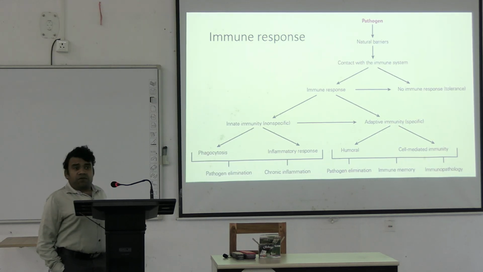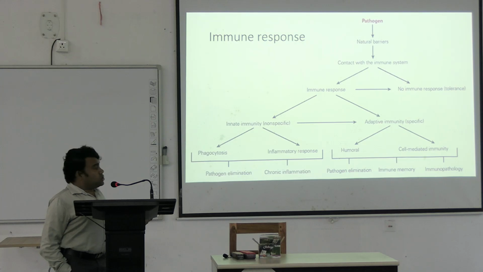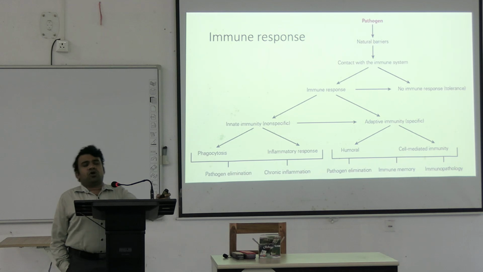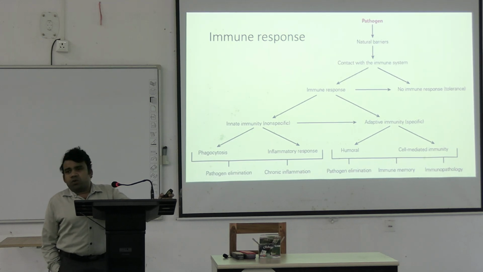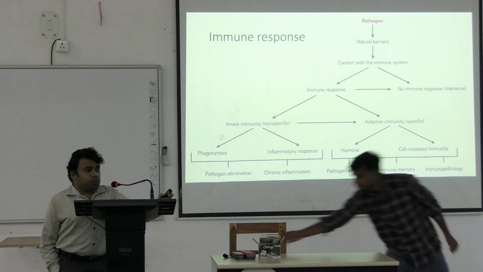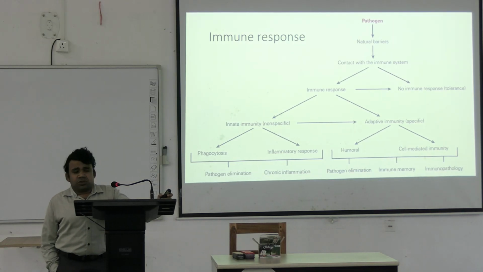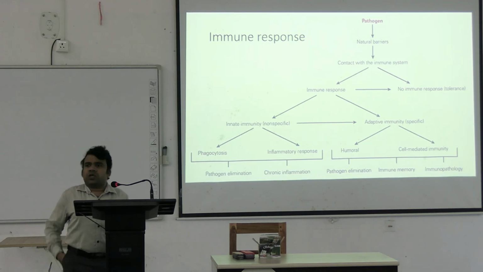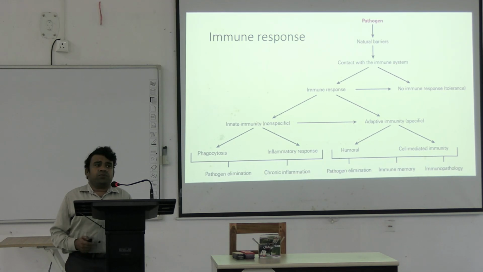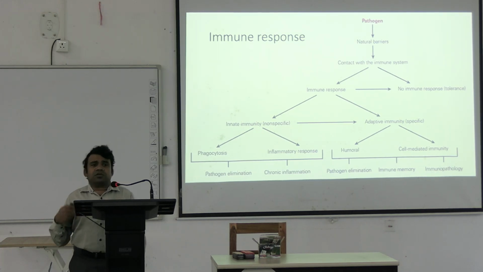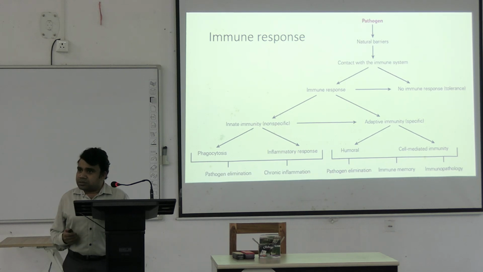Thereafter, the first thing that can happen is called no immune response or tolerance. Suppose this organism is not a pathogen, the body will not react to it. Or if the pathogen has already been exposed to the body and the body has already learned to produce antibody against that pathogen, only antibody secretion will occur. That means a full-fledged immune response will not be seen. This can be called immune tolerance. That means your body has learned to react to certain pathogens and not react to certain pathogens.